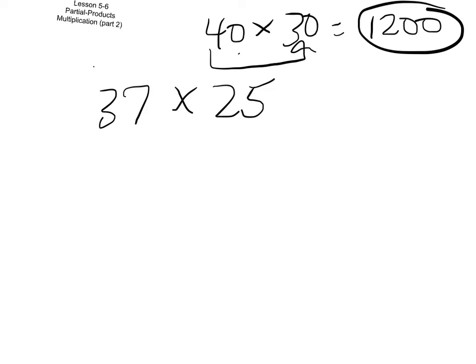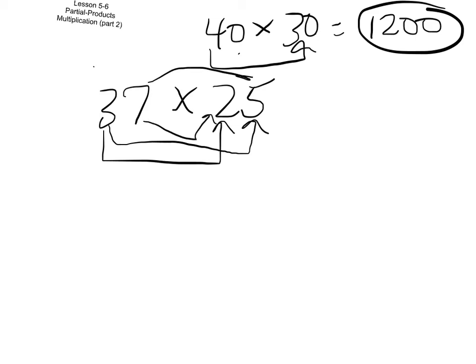So this is another way to do the same thing as expanded notation, but if you just draw arrows, take 3 times the 2 and 3 times the 5, then take 7 times the 2 and 7 times the 5. That always helps too, because by the amount of lines you have, 1, 2, 3, 4 lines that you drew, that tells you should have 4 partial products.